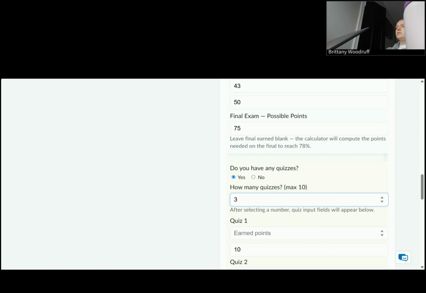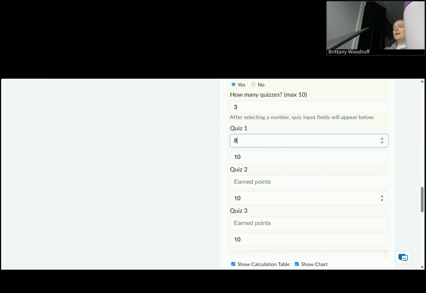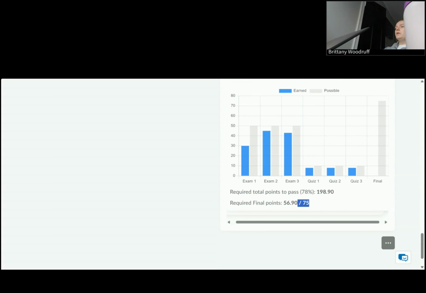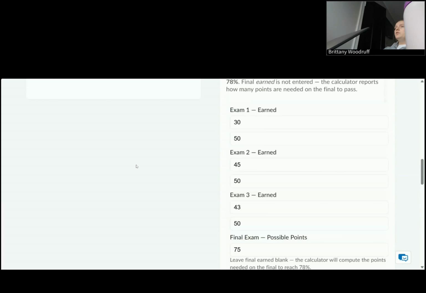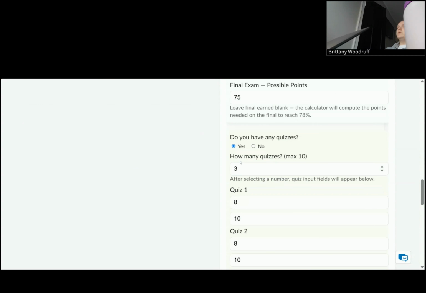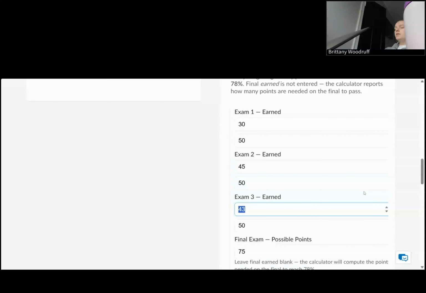Then we have 3 quizzes, your PanOpen quizzes. Say I did okay on my PanOpen quizzes. I got an 80 on each of them, and I think I'll get an 80 on the last one. If you scroll all the way down, it'll show you what you need to get on the final in order to pass. So you can mess around with this, knowing what your exam 1 and exam 2 scores are, as well as your PanOpen quiz 1 and 2.